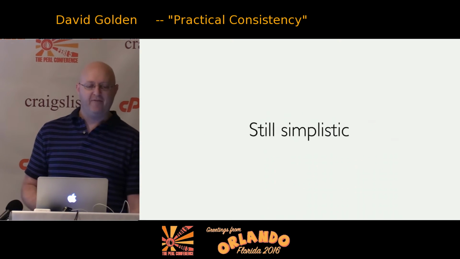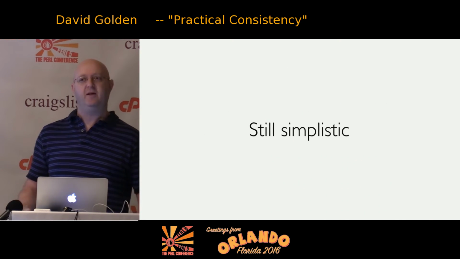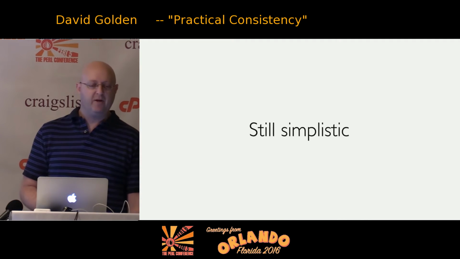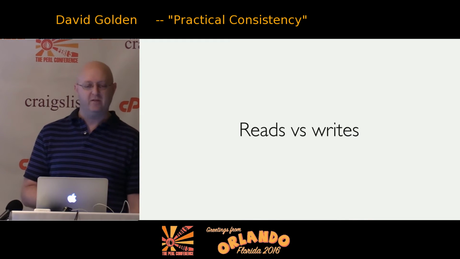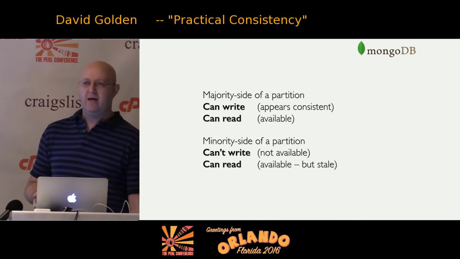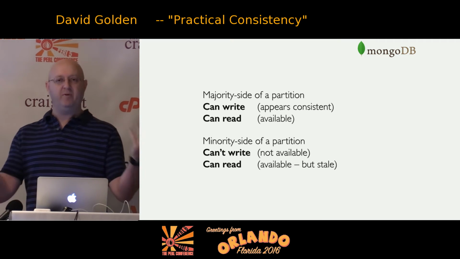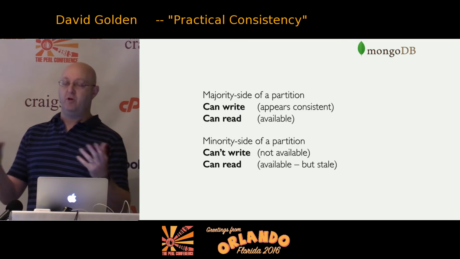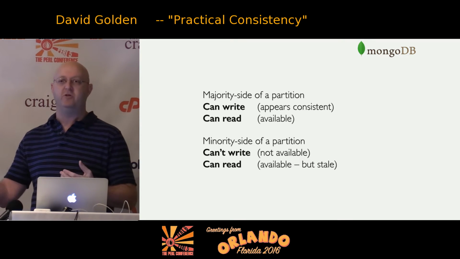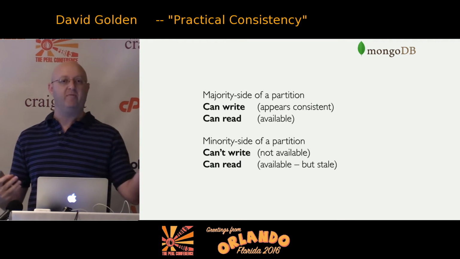Personally, I find even that to be still simplistic and kind of ivory tower, because it doesn't distinguish between reads and writes, which might give you different perspectives on this. I'll give a MongoDB example. On MongoDB, you can have a replica set and you can have a partition. On one side of the partition, if you have an odd number of nodes, you have a majority of nodes. And on the other side of the partition, you'd have a minority of the nodes.